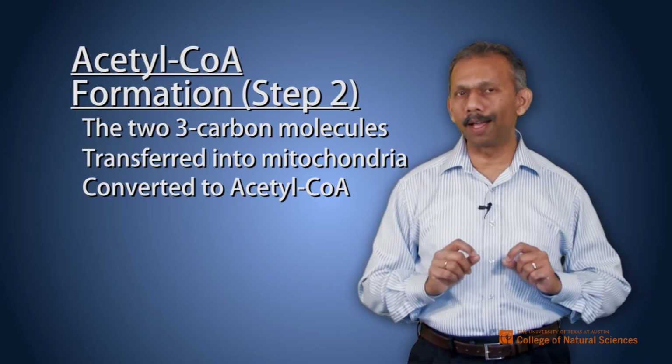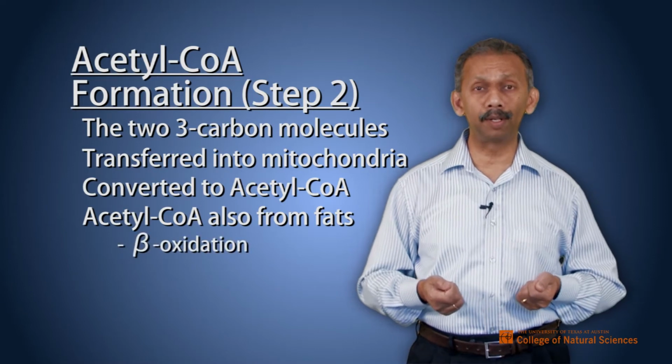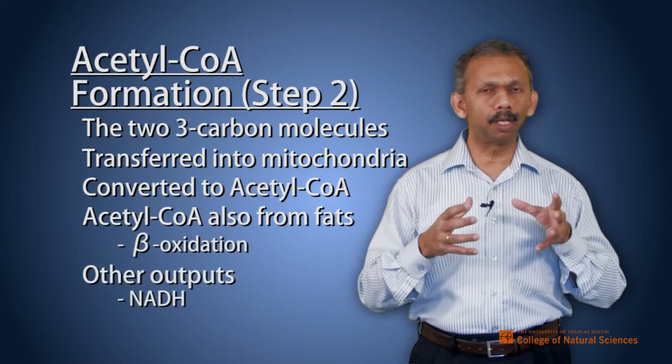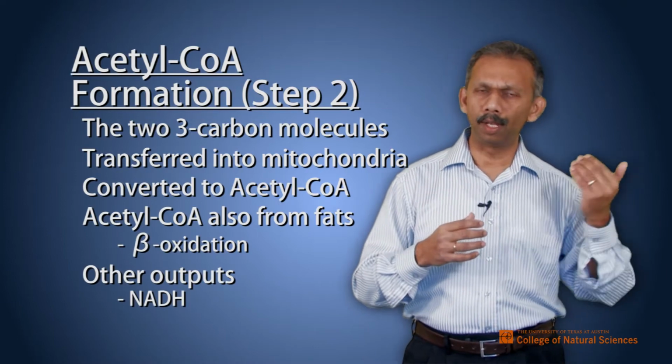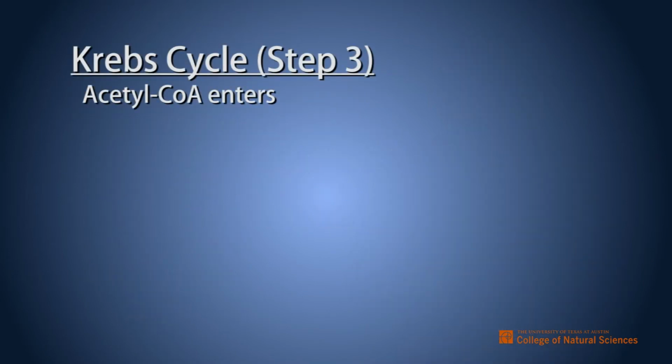But the acetyl-CoA can also come from fats through a process called beta oxidation. So that process also makes acetyl-CoA, and acetyl-CoA formation makes NADH and also releases some carbon dioxide that we breathe out. The acetyl-CoA enters the next pathway, a cyclic pathway we call the Krebs cycle, the first classical cyclic biochemical pathway. It is also referred to as the citric acid cycle.